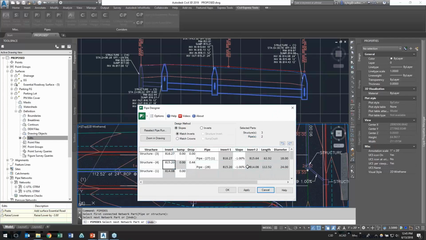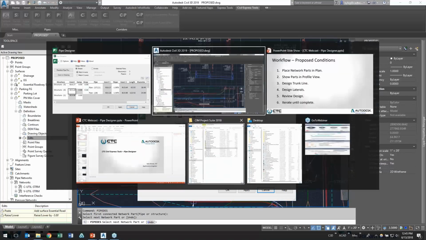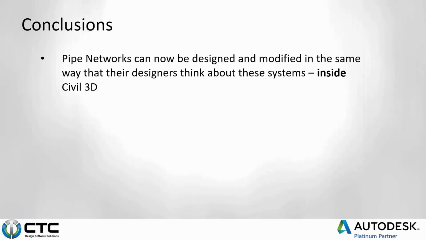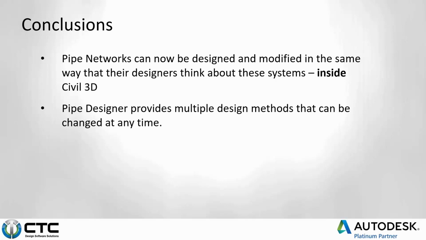So that's all for the demo portion. In conclusion, what does Pipe Designer do for us? It allows us to design and modify our pipe networks in a human way, in the way that we think about these systems when we're actually designing them. We do this with a spreadsheet editor, and it's inside Civil 3D. Pipe Designer allows us to go back and forth between multiple design methods, and we can change them at any time inside the tool.